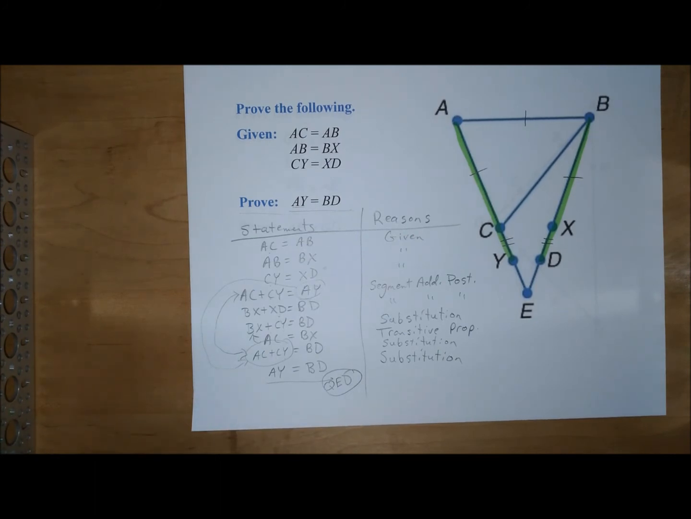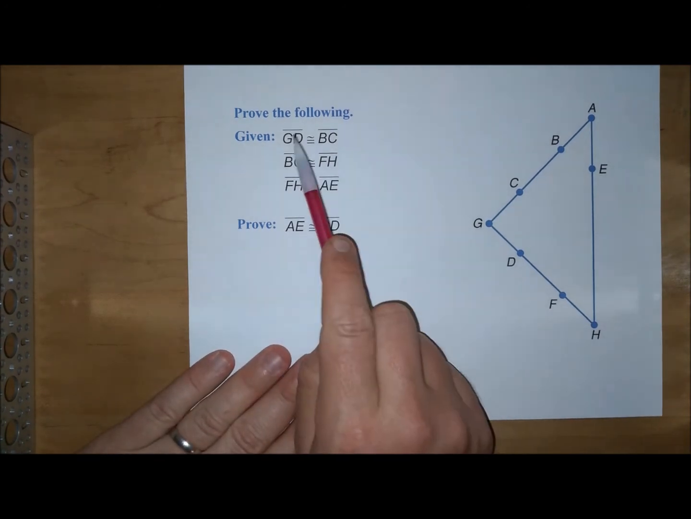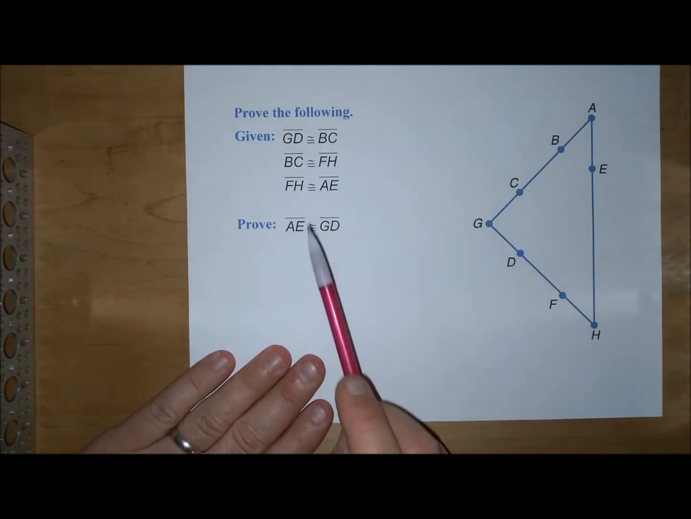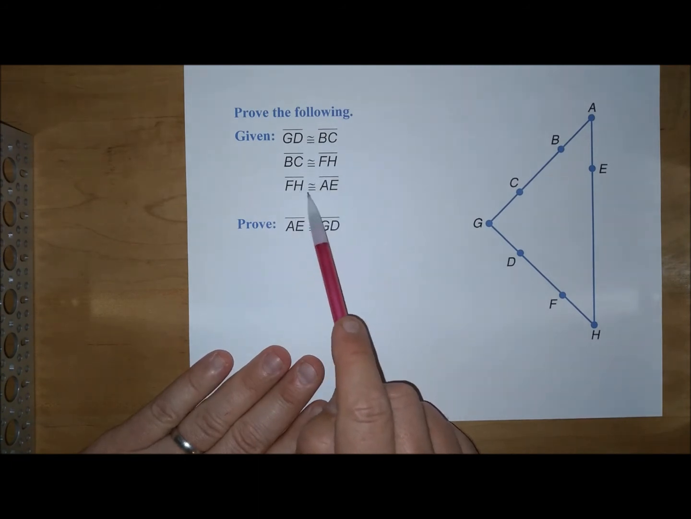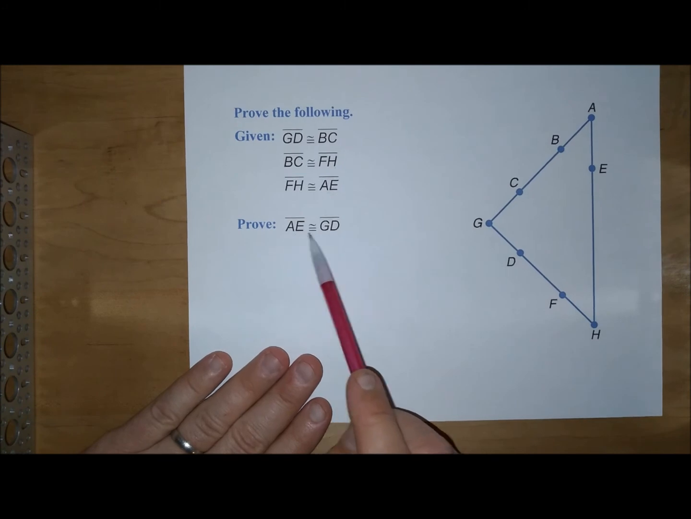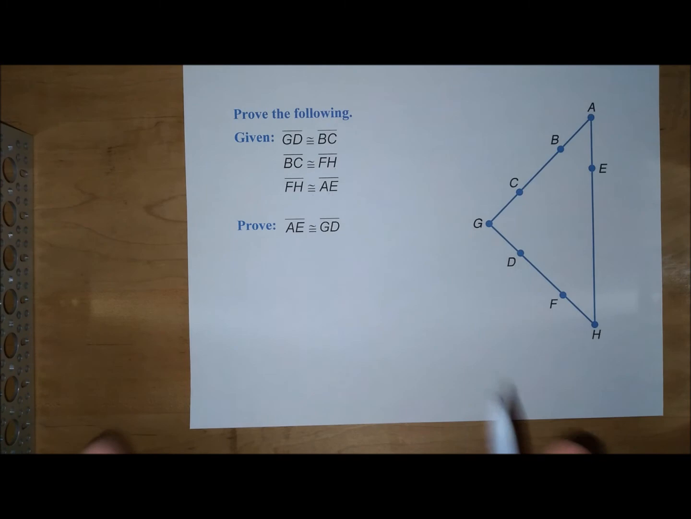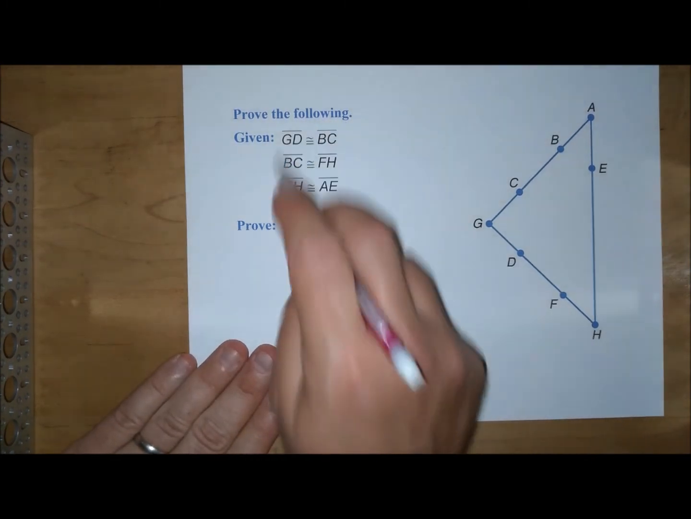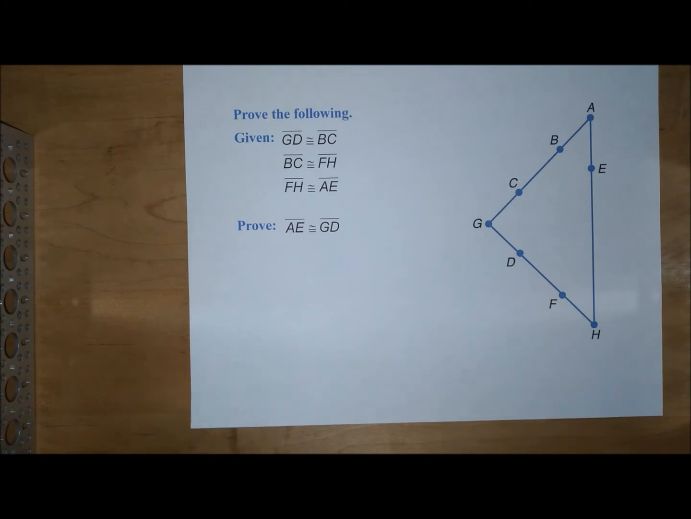All right, let's try one last problem like this. Okay, here in this problem, they're asking us to prove the following. Given that segment GD is congruent to segment BC is congruent to segment FH, and segment FH is congruent to segment AE, could we prove that segment AE is congruent to segment GD? Okay, and you're going to find that once you set these up and you mark all the given on your sketch, these are a lot easier to digest.